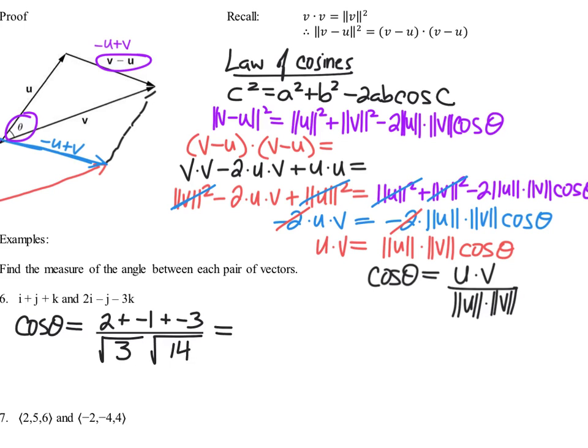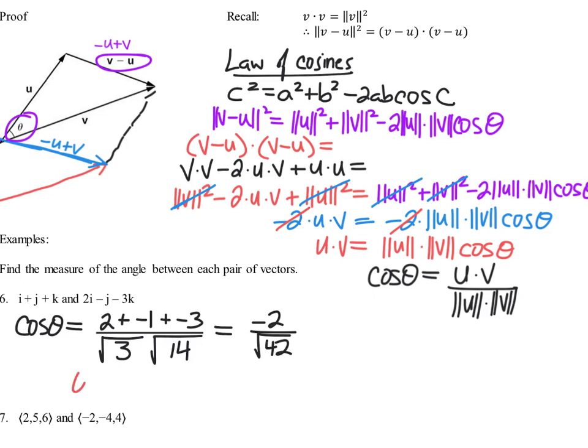So on the top, we're talking negative 2. Wait, why is it negative? 4 plus 1 plus 9, squares? So negative 2 on top, and then what is that, root 42 on the bottom?